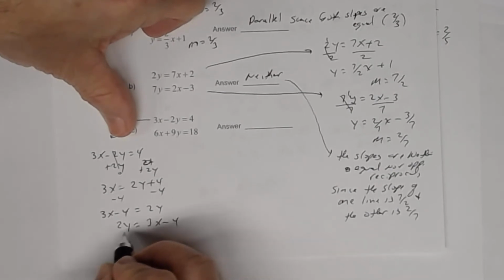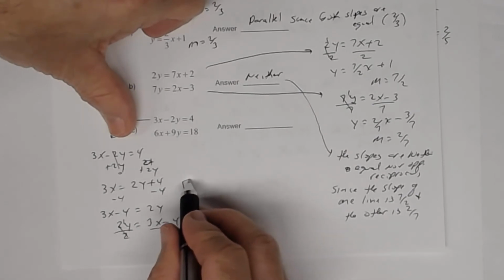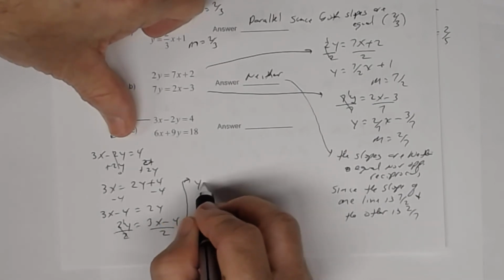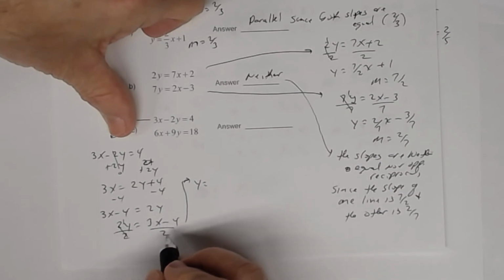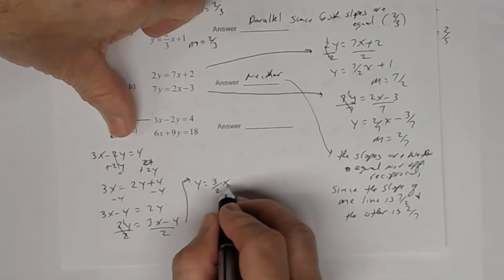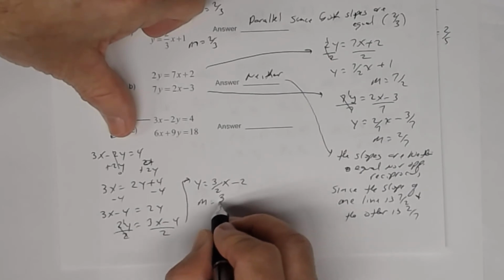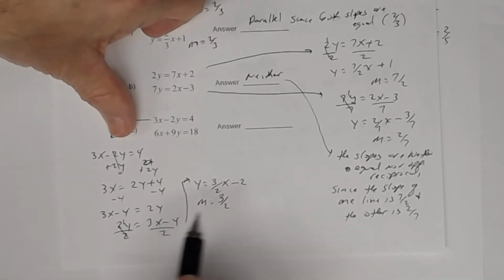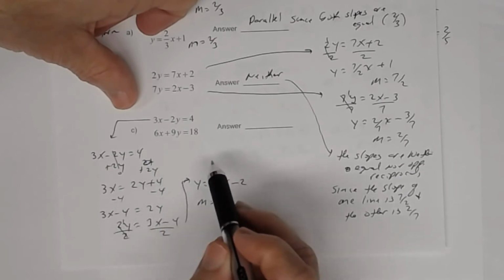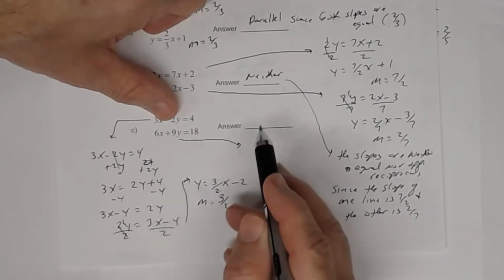So if 3x minus 4 equals 2y, then 2y must equal 3x minus 4. And so what I'm going to do now is divide both sides by 2. And so I get y equals 3/2 x minus, and then 4 divided by 2 is 2. So the slope of this line is 3/2. Okay? All right, I'm running out of space here. Now let's go ahead and do this one.